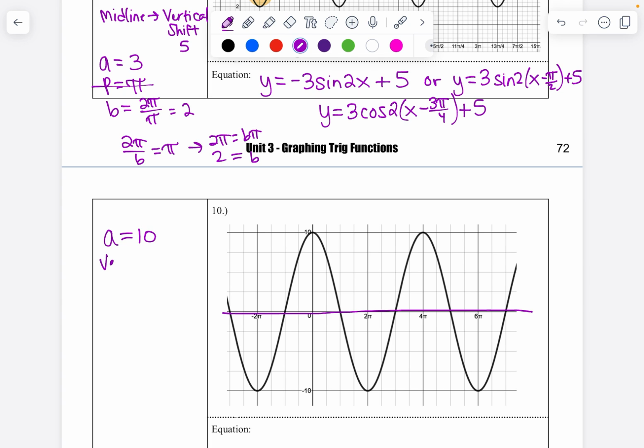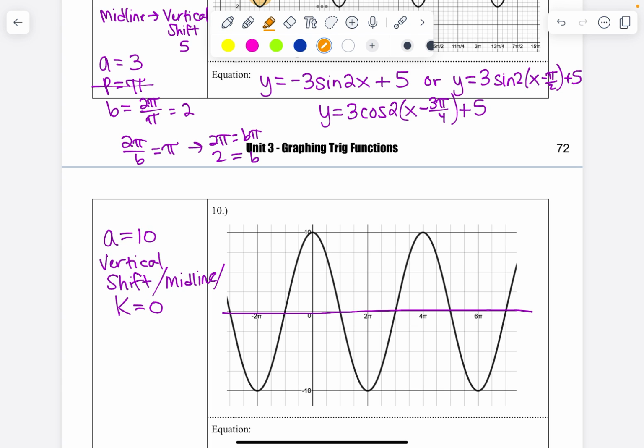Our vertical shift, or our k value, our midline, those all refer to the same thing. And it's 0 because it hasn't shifted up or down at all. If we look for the period, so if we start at this maximum and trace one full cycle, until we get back to the maximum, that's 4 pi. That's what it takes from 0 to 4 pi. So the period equals 4 pi.